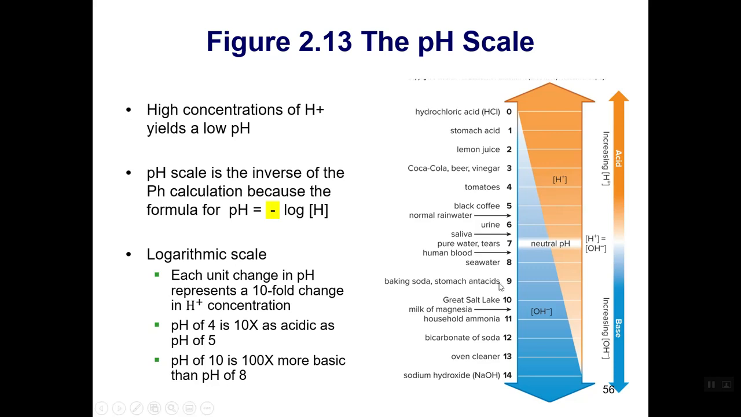A pH of 10 is 100 times more basic than a pH of 8, which would be here. We get more basic as we go up or go down that way. Here's 8, here's 10. It's a 2 integer change, and that means that it's 100 times more basic because 10 times 10 is 100. All right, so how much more acidic is stomach acid than lemon juice?